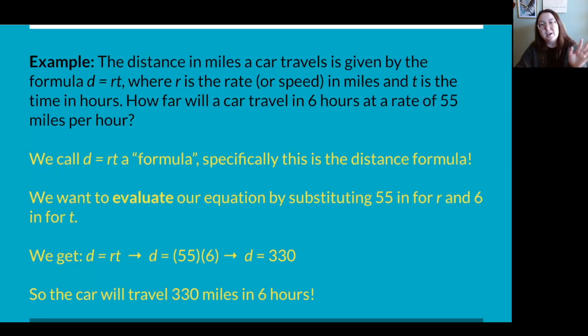So that's kind of an example of evaluating. So that is what evaluating means for these types of expressions and equations. So we plugged in the values that we had for rate and time, and so we were able to calculate the distance in that case.